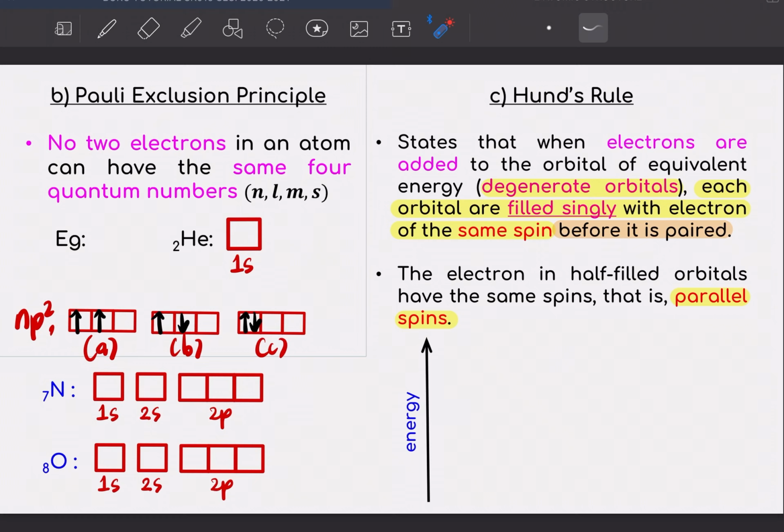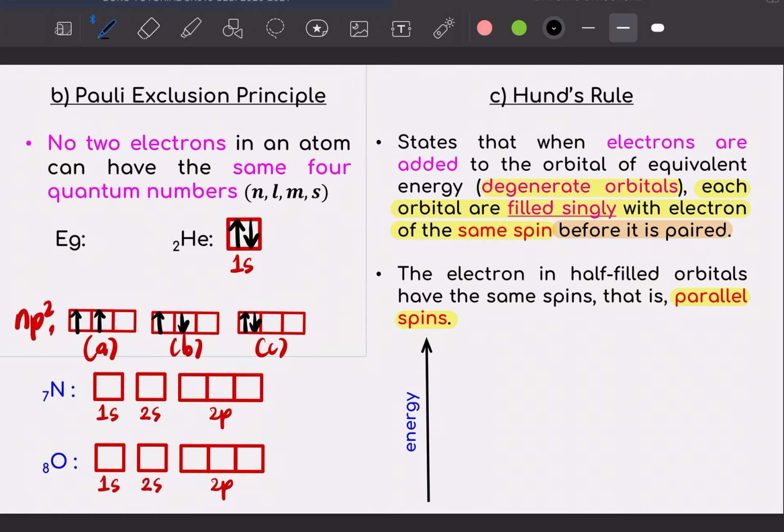Okay, so what does this mean? It means that, let's say we have helium with 2 protons. Since it's an atom, it will have 2 electrons. So I'm going to fill in my electrons. Okay, I will fill in this way: 1 spin up, 1 spin down.